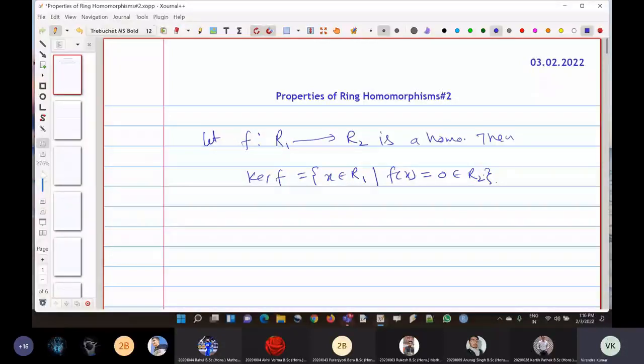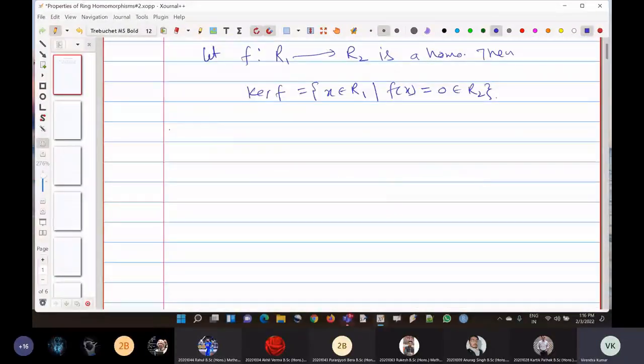Last lecture, we were discussing that this kernel is going to be a two-sided ideal. Okay, and I also asked you whether or not this is a subring of R1. So, do you have any answer to this? Is kernel of f a subring of R1? Have you verified it?